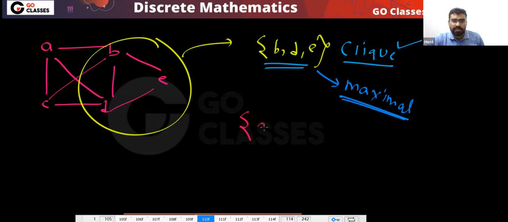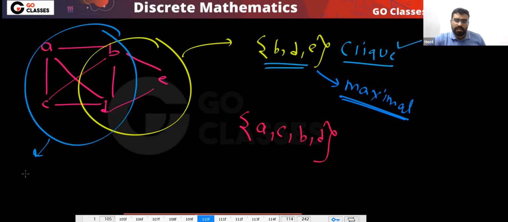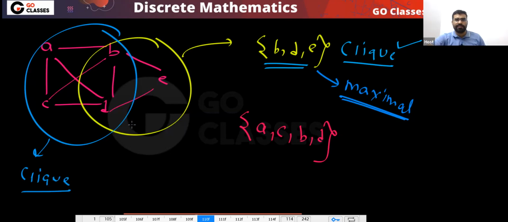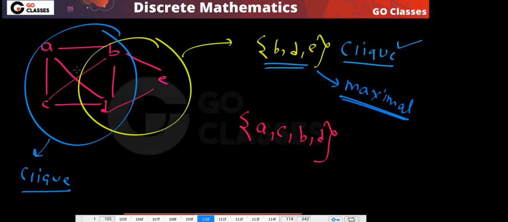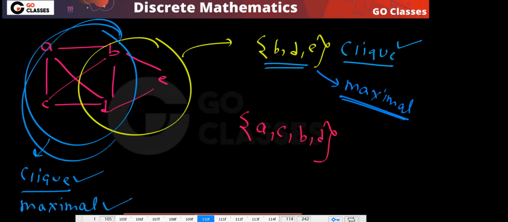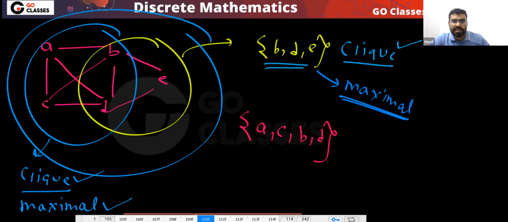And what about this? ACBD. What about this one? This is also a clique because every two vertices are adjacent. This is K4, a complete subgraph on 4 vertices. Can you add something more? Like, can you add E? Is this a clique? No, this is not a clique because A and E are not adjacent.